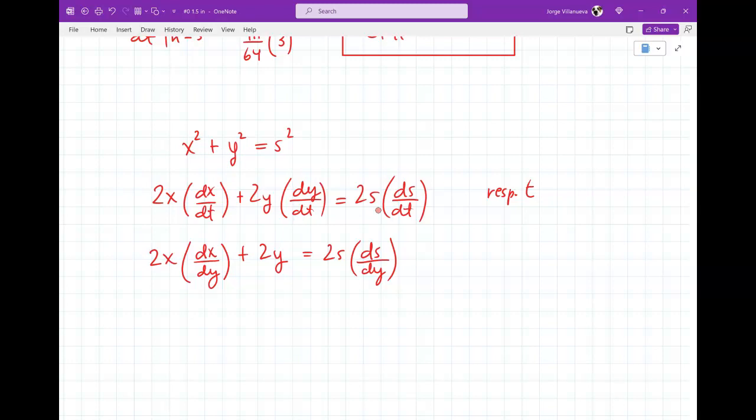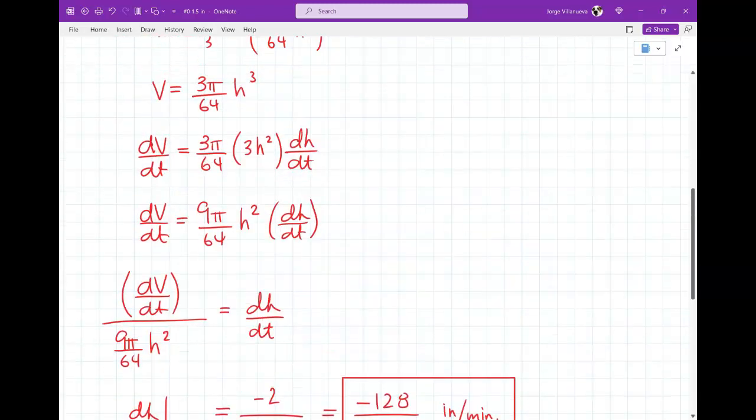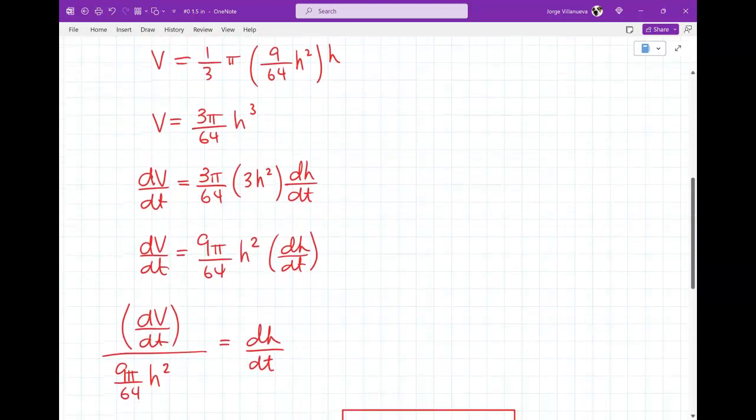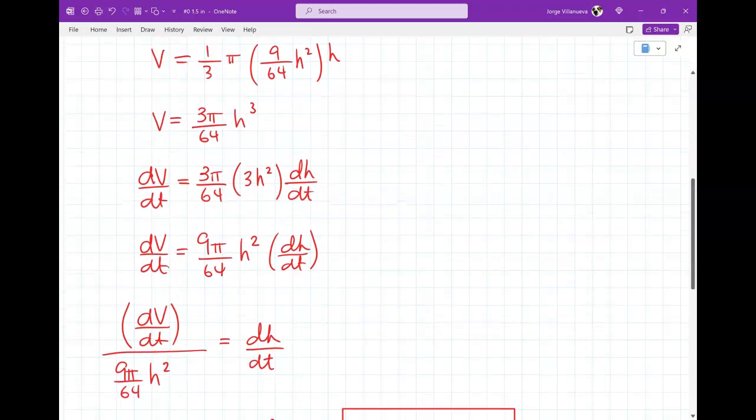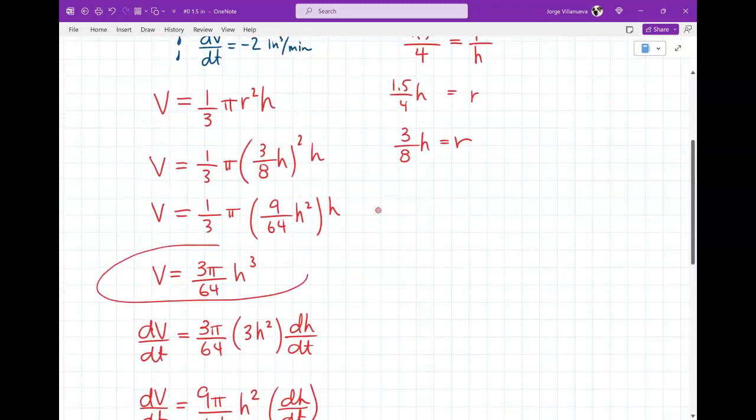Because I could have, if I wanted to, solved this function right here for h, and then taken my derivative from there. But sometimes it's not easy to do. This one wouldn't have been that bad. It would just be a cubed root of something. But I say, why waste my time? Just do derivatives.